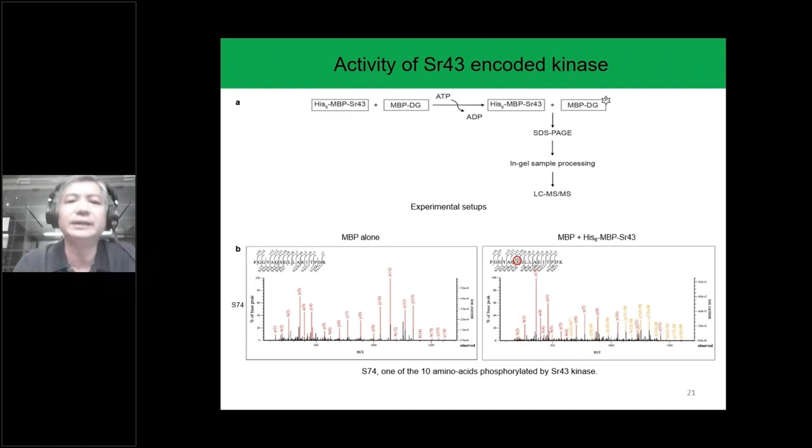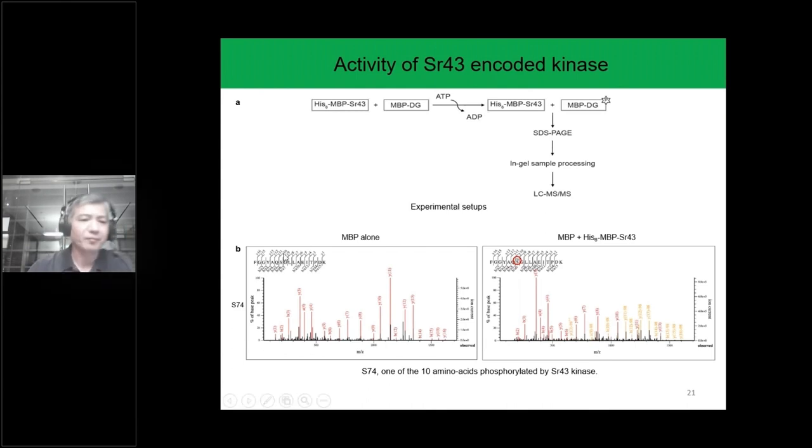coli, then we purified the SR43 protein and used this protein to catalyze phosphorylation of the maltose binding protein, MBP, and we separated the phosphorylated MBP with SDS-PAGE, and then did partial digestion in gel, and then we analyzed with LC-MS.